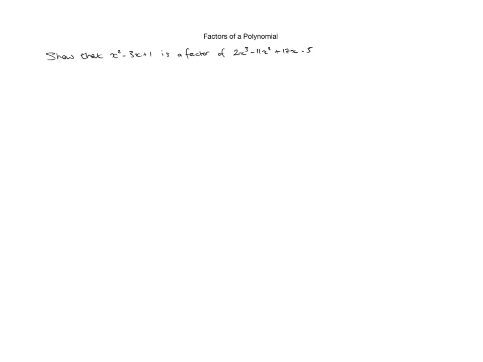So we put the x squared minus 3x plus 1, and give yourself loads of room when you're doing these. It just makes your life easier, especially when it comes to the algebraic ones. So 2x cubed minus 11x squared plus 17x, and you've got minus 5 at the end. Okay, so it's now set up for our polynomial division.